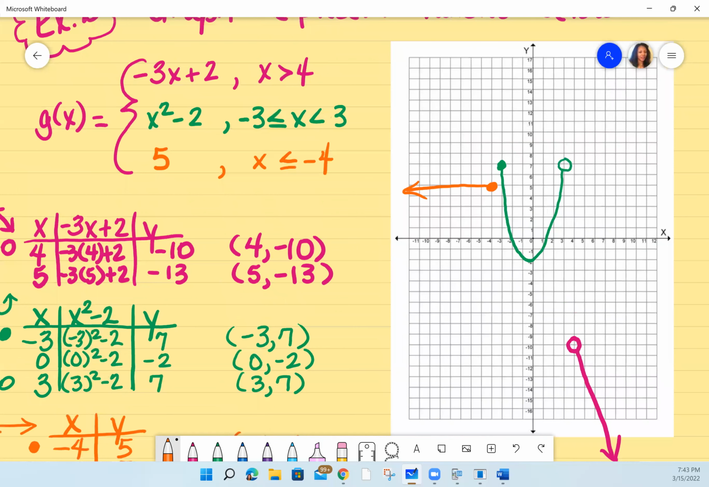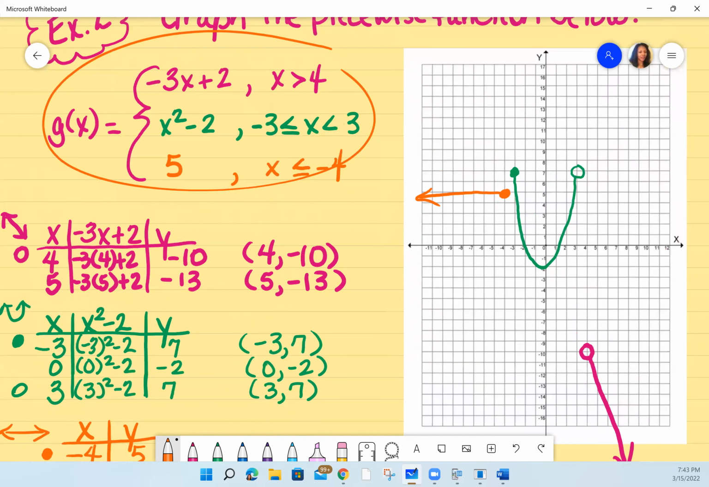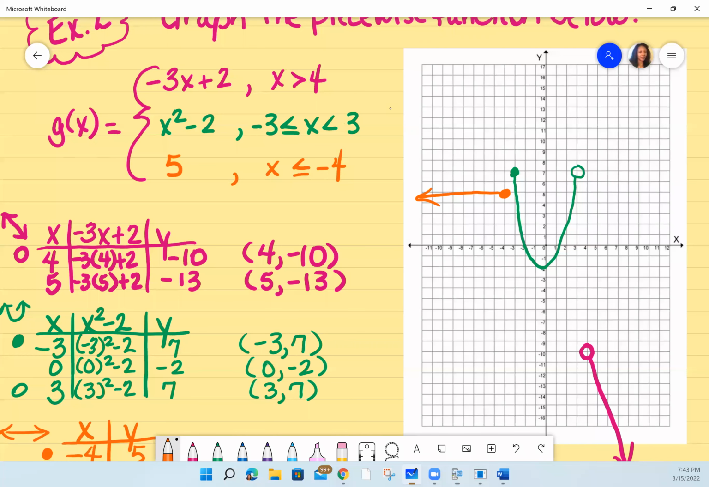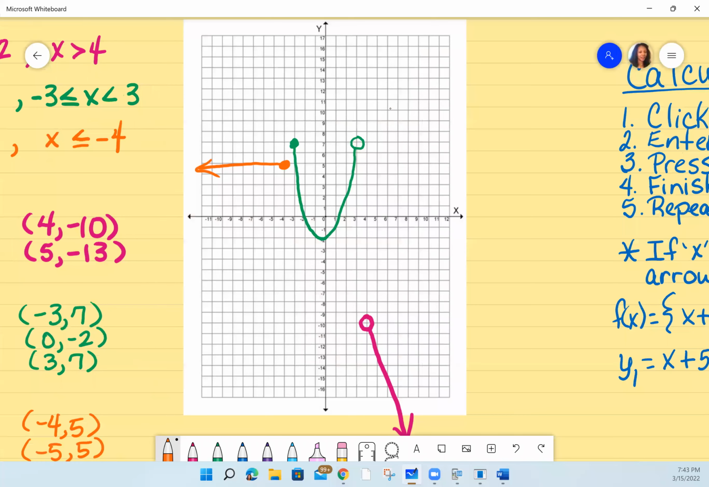And now let's go back to our rules. If I'm using a calculator, I would go to y equals. And as you can see, I've placed the piecewise rules in there, the functions, as well as the conditions. So for the first one, I did -3x plus 2 divided by parentheses. Then I went to second math, and that allows me to choose my inequalities. And I chose the greater than symbol, 4, and then I ended with another parenthesis. So I'm going to show you the rules so that you'll know how to actually use the calculator, especially if it has and in it.